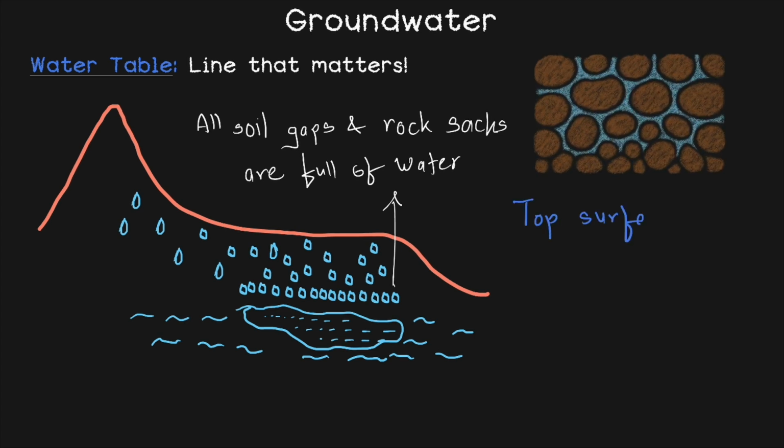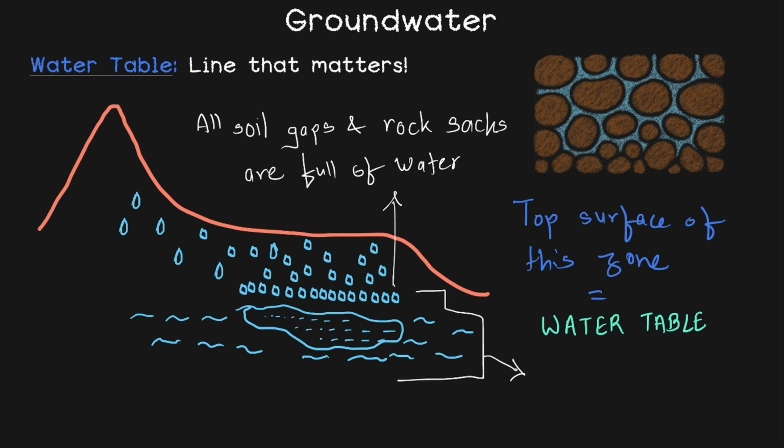The top surface of this zone, where gaps and spaces are starting to be full of water, is what we call the water table. Now, many think the water table is equal to groundwater. That's not true. The water table is just the line on the top that you see here in a straight horizontal way. That's what we call the water table. All the water below it is what we refer to collectively as groundwater.